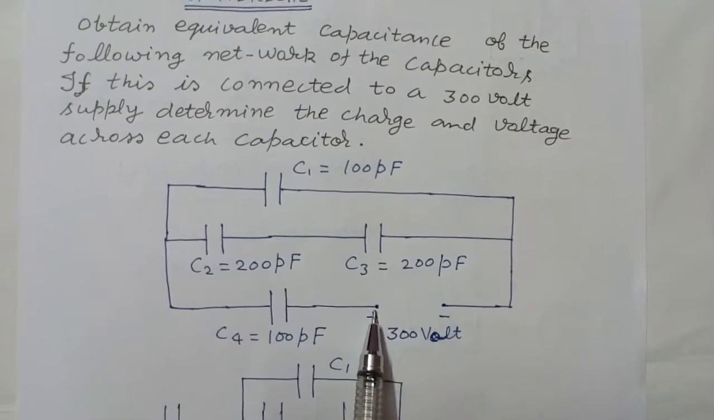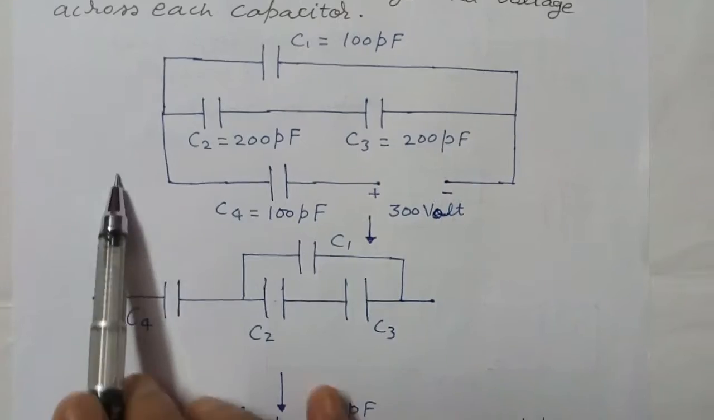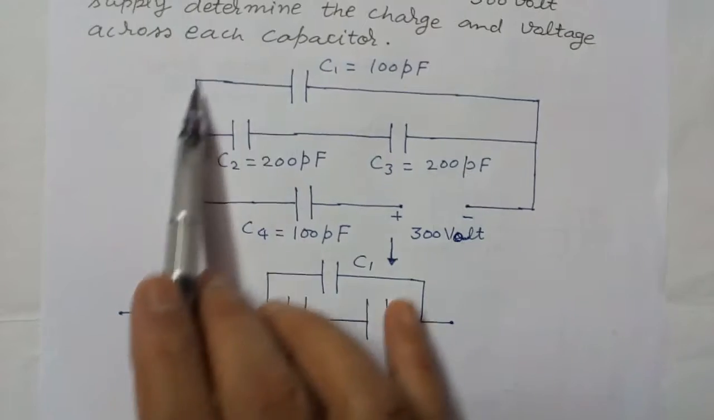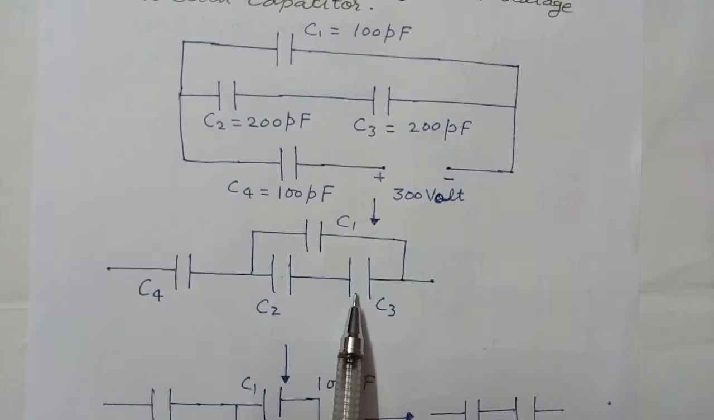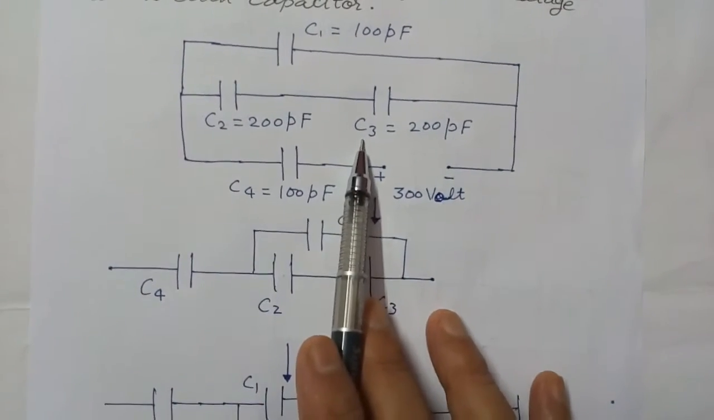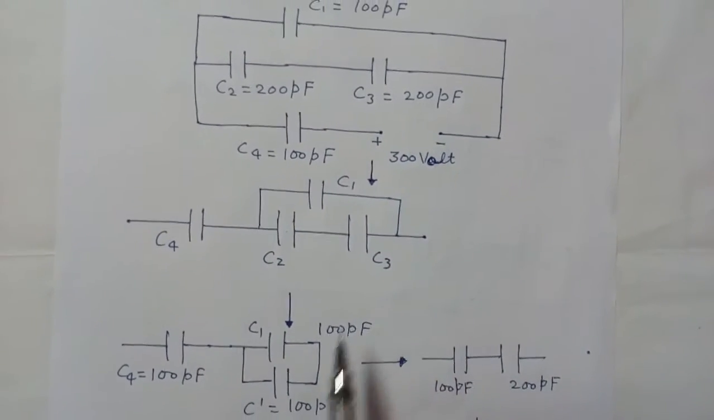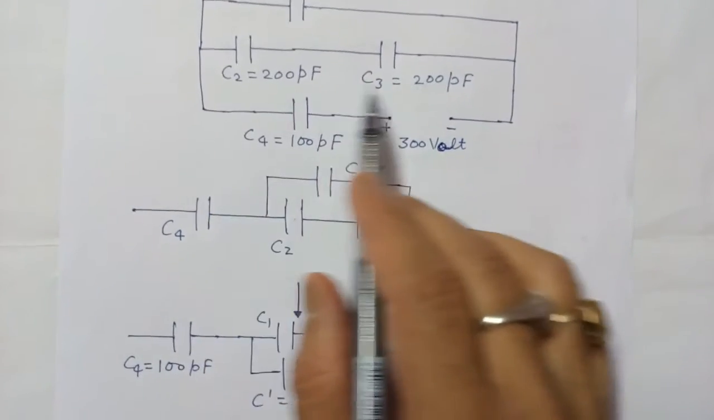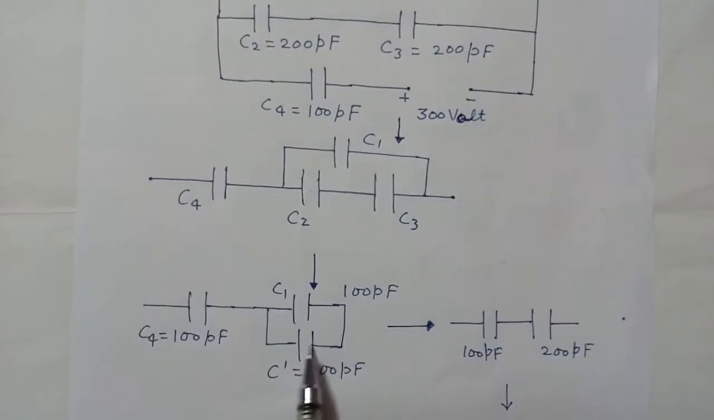Now we can form the circuit like this also. You stretch it from here. So it is clear that C4 is in series with this. Now C2 and C3 are in series. C2 is 200 picofarad, C3 is 200 picofarad. So its equivalent will be 100 picofarad, because when we apply the formula for equivalent capacitance, 1 upon C is equal to 1 upon 200 plus 1 upon 200. So this is 100 picofarad.